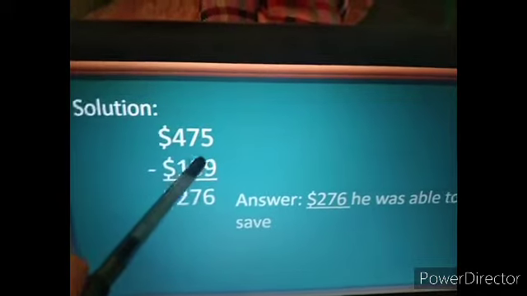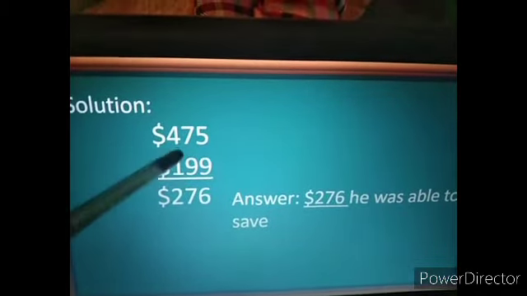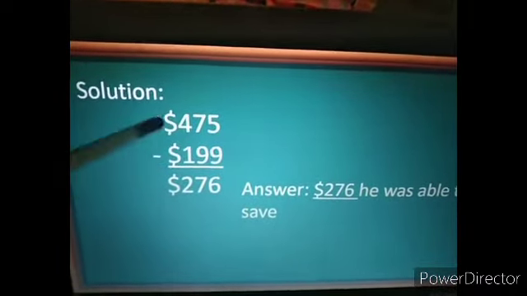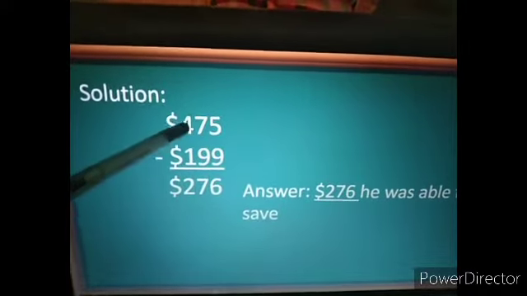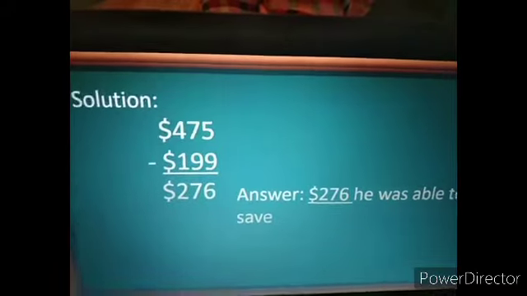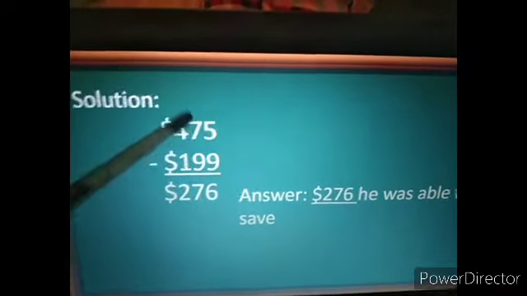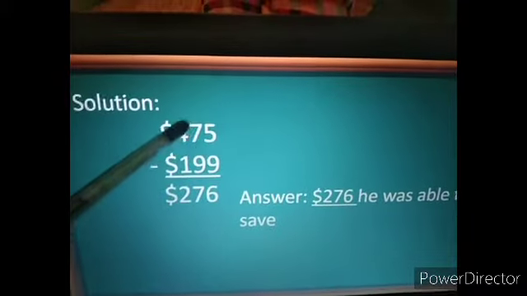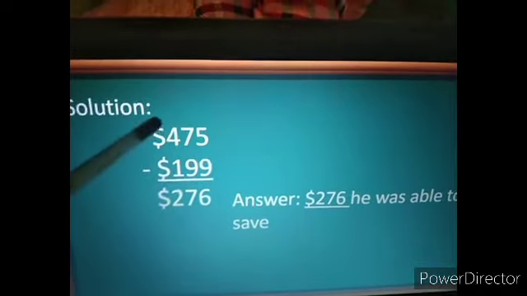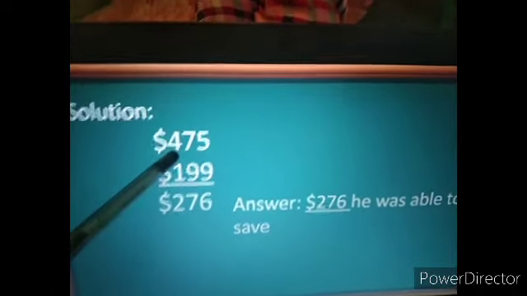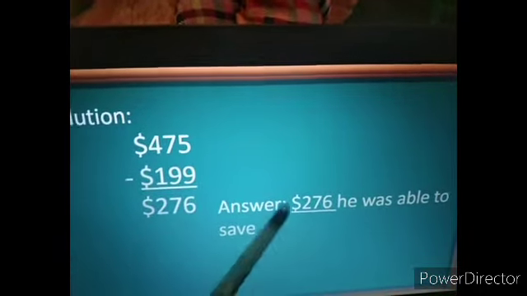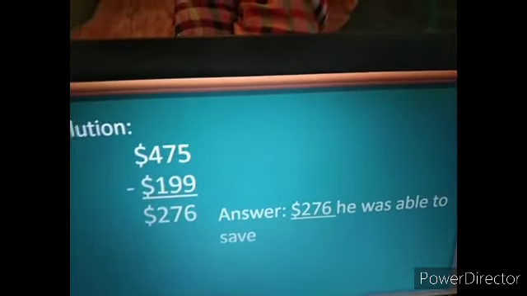And the 8 isn't big enough to minus the number 9 again. So we're going to regroup. I'm going to give the hundreds to the tens place. So it is not 8 anymore, it is 18. Okay, so 18 minus 9 is equal to 9. So it is not 4 anymore, it is going to be 3. So 3 minus 1 is equal to 2. So the answer is $276 he was able to save.